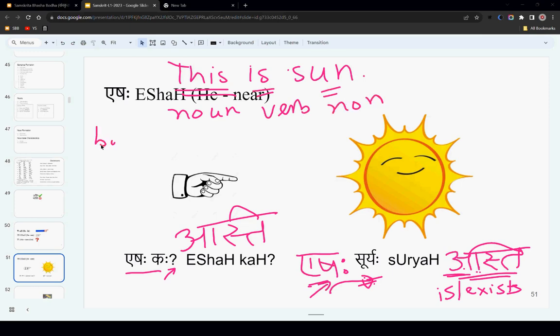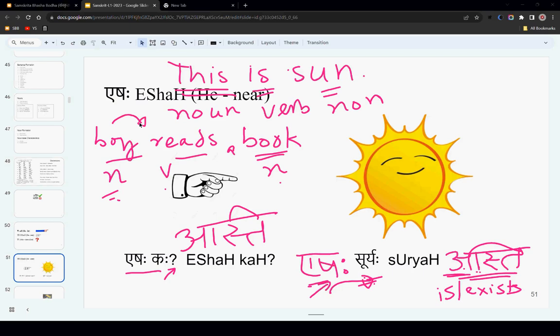A boy reads a book. So in that, what is the order of the words here? A boy reads a book. Okay. So here there is a noun and a verb and a noun again. So you take this example, boy reads a book. In this, the order is noun, verb, noun. But what are the roles of these nouns? Roles means what is their relationship with this?